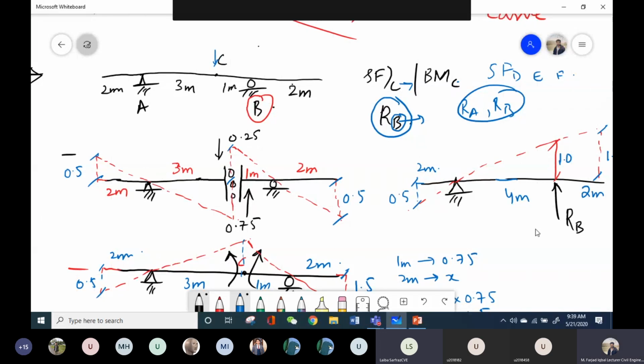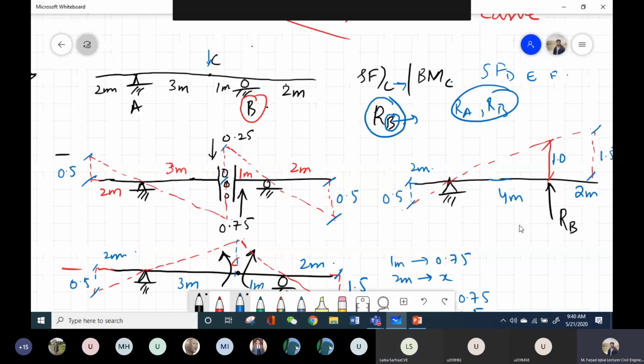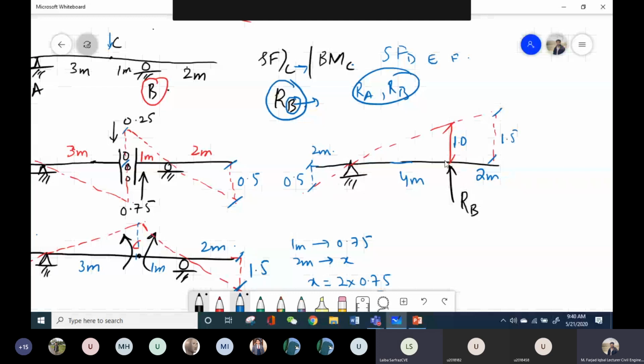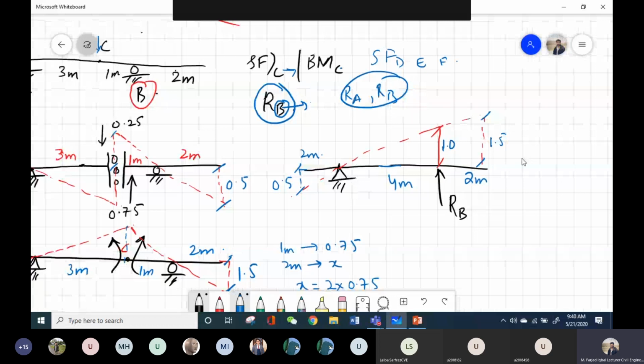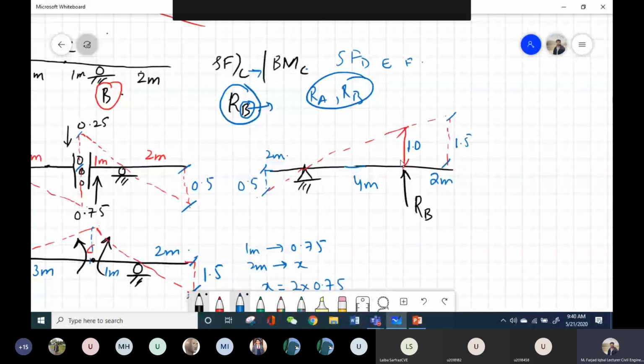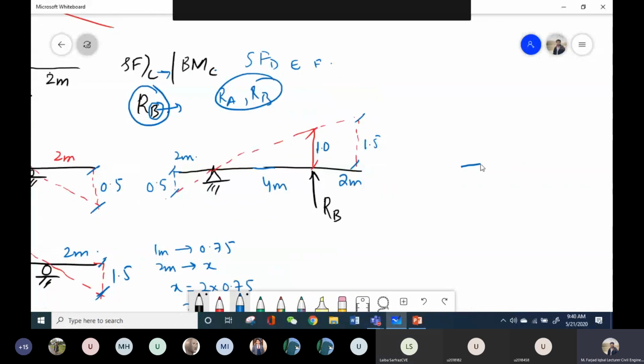So actually what we studied in the last lecture as well, for the shape of ILD for reaction, what we have to do is we simply need to remove the support. For example, I was supposed to plot the ILD for point B. This is my point A and this is point B. I will remove this support and apply a vertical force and simply plot the deflected shape.